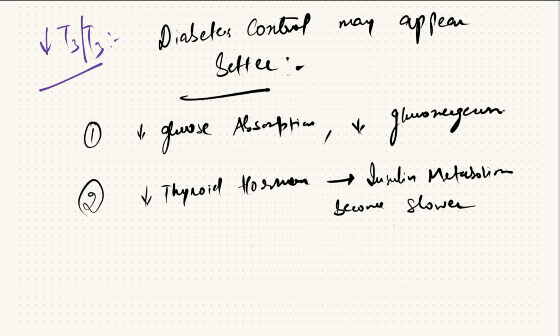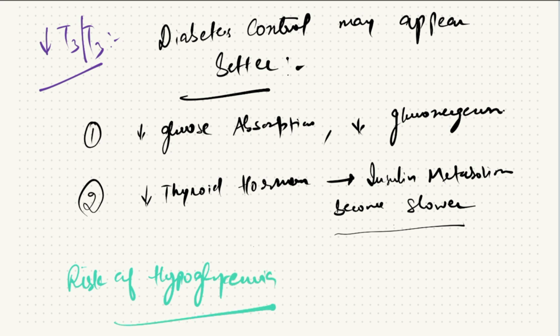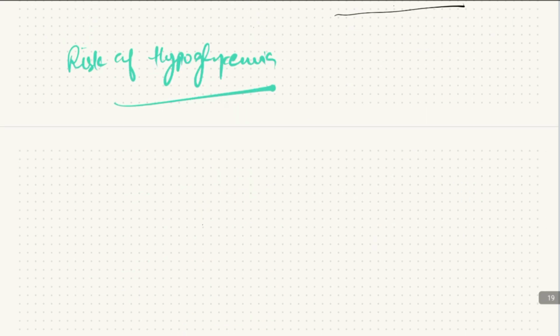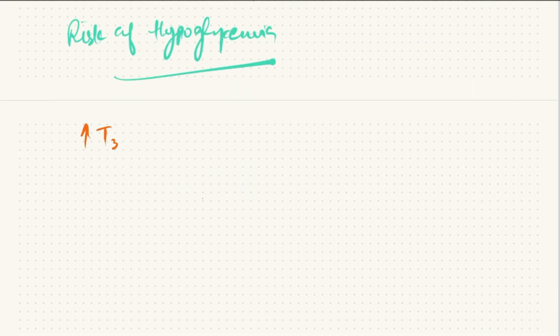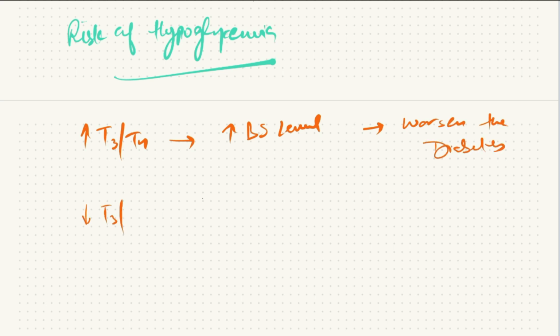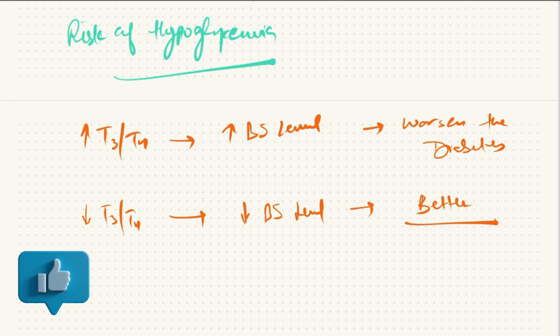But because of decreased insulin metabolism, the action of insulin is prolonged. So there is an increased risk of hypoglycemia, especially in diabetic patients who use long-acting insulin. So the summary is, in hyperthyroidism, there is an increased blood sugar level in the body, which worsens the diabetes. And in hypothyroidism, there is a decreased blood sugar level in the body, so better control of diabetes, but there is a risk of prolonged hypoglycemia.